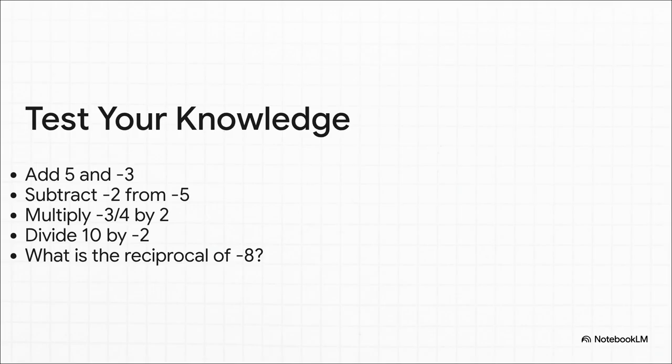First, what's 5 plus -3? Second, what do you get if you subtract -2 from -5? Third, multiply -3/4 by 2. Fourth, divide 10 by -2. And the last one, what is the reciprocal of -8? Got your answers? Let's see how you did.